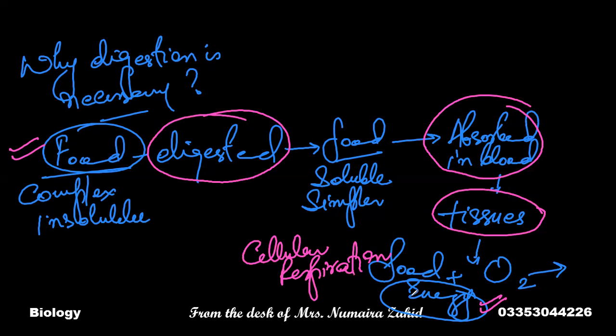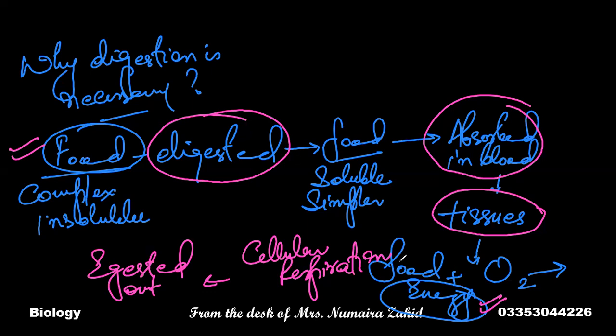What happens to the undigested or unabsorbed food? Because we are also taking fiber in our food. We are taking raw vegetables, raw fruits, and a lot of fiber along with some water as well. All that undigested food is expelled out of the body, and it is called egestion. So the food enters our digestive tract through the mouth, and the undigested food is egested through the anus. There are two openings of our digestive system.